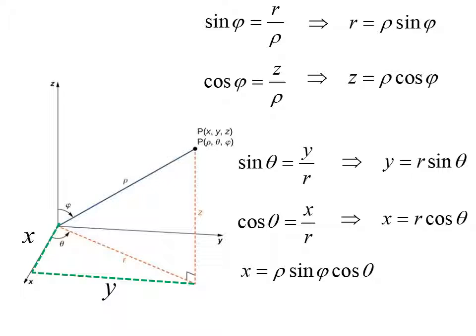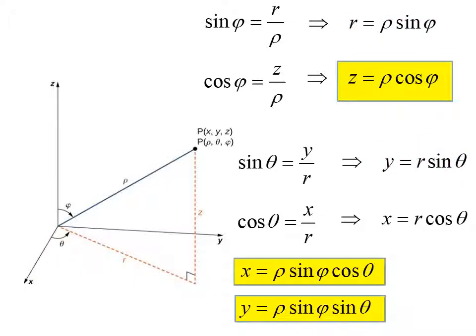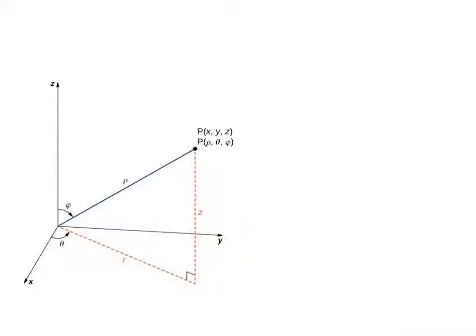And similarly, we want to take the top one and this one, put them together the same way, replace the r in the bottom one with what r is equal to from the top. And so there are our three components. And we'll put these together in a little chart later. Now we're going to take this right triangle and write the Pythagorean relationship, r squared plus z squared equals rho squared.